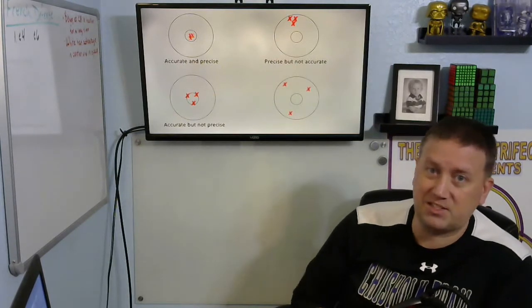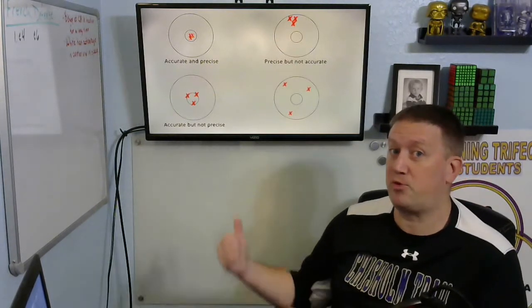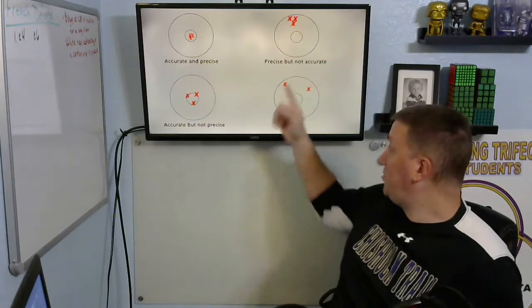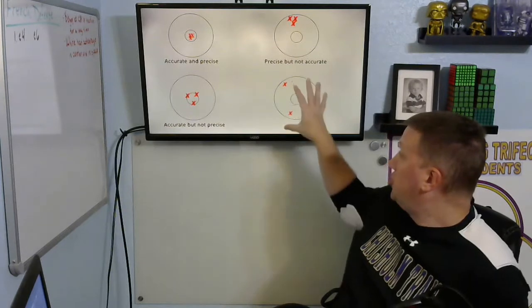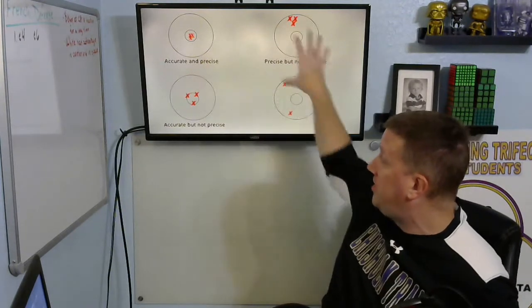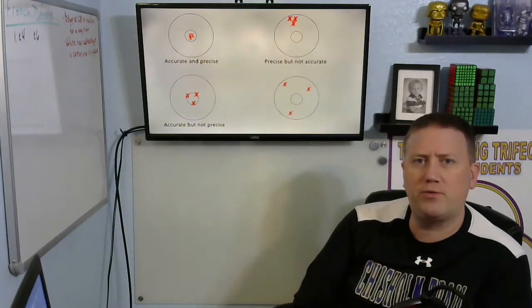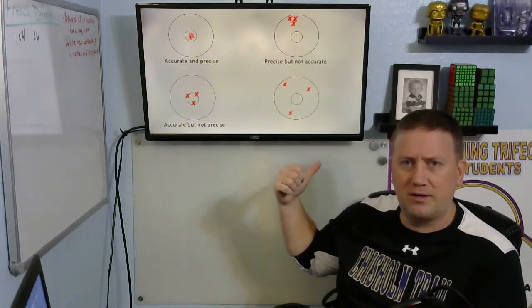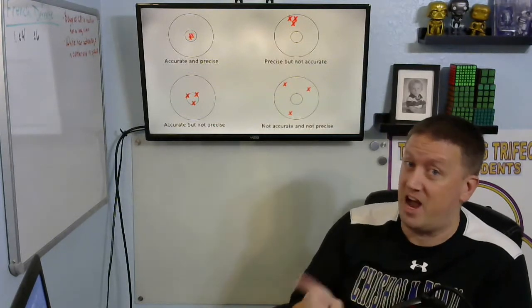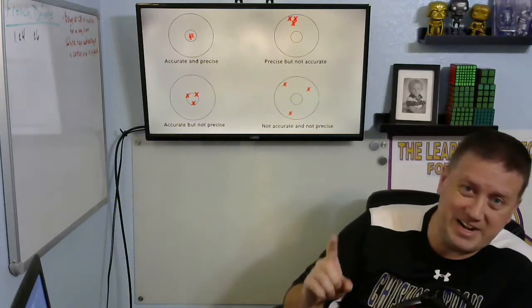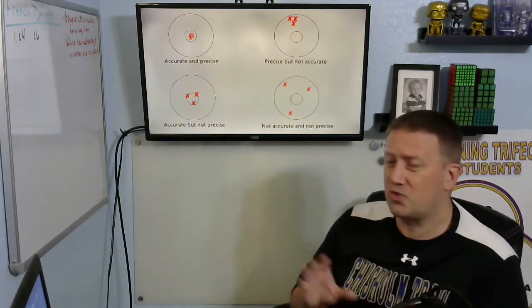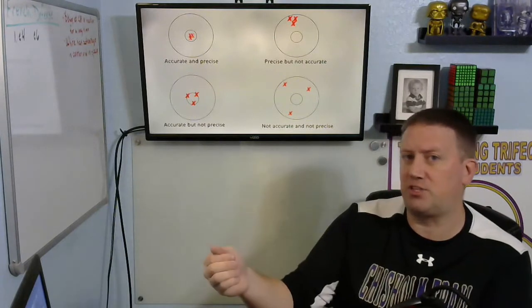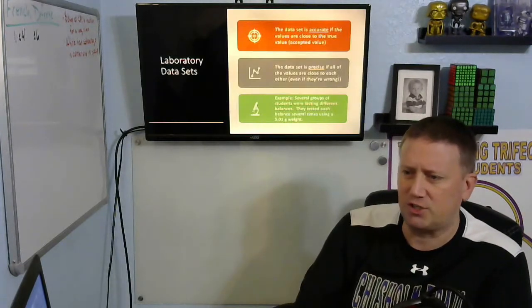And then the last example, again, we're going for that bullseye. We don't hit the bullseye with any of them, so they're not accurate. And then they're so spread out, they're spread out more than any of these others. So we would say that this one here is not accurate and it is not precise. All right? So that's the difference between accuracy and precision.